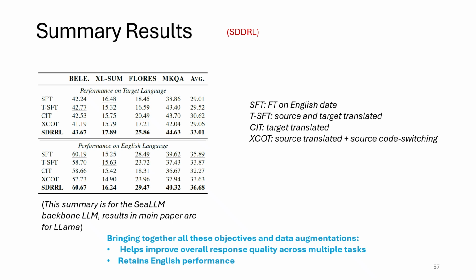So if we put all of these together, there is a work that puts all of these ideas together. And if you compare it with only translating the source or only translating the target, this mixture of objectives on average works out to be better on the target language, while also retaining performance in English, maybe even improving the English performance to some extent.